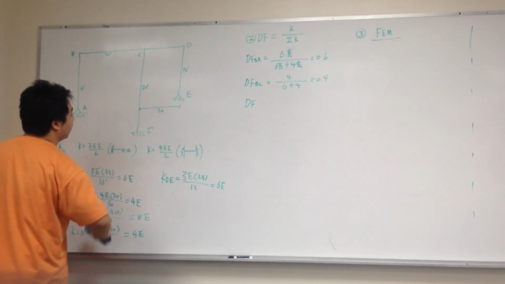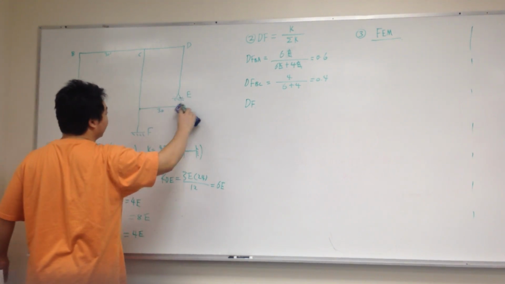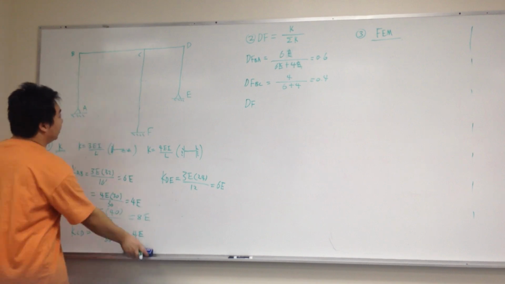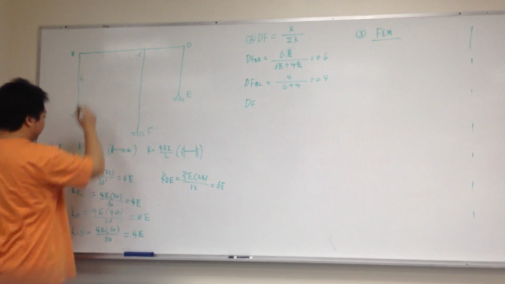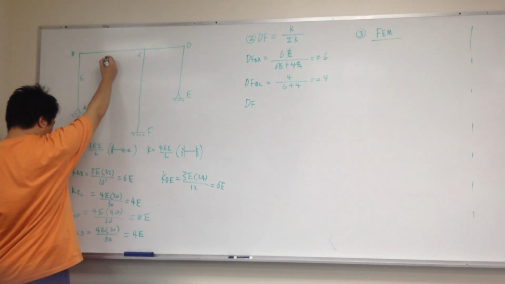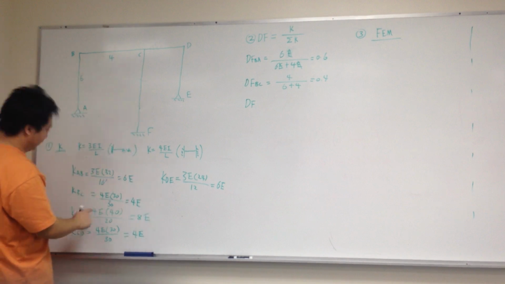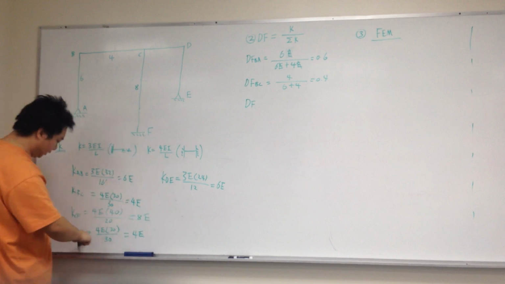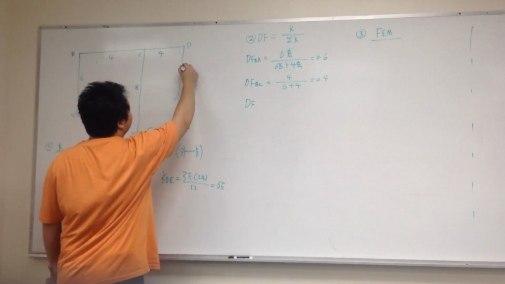Just put, and also the feet. The length doesn't make sense. No, I mean, it doesn't matter now. Just erase it. Just put it down like AB is 6. BC is 4. CF is 8. And CD is 4. And this one is 6.